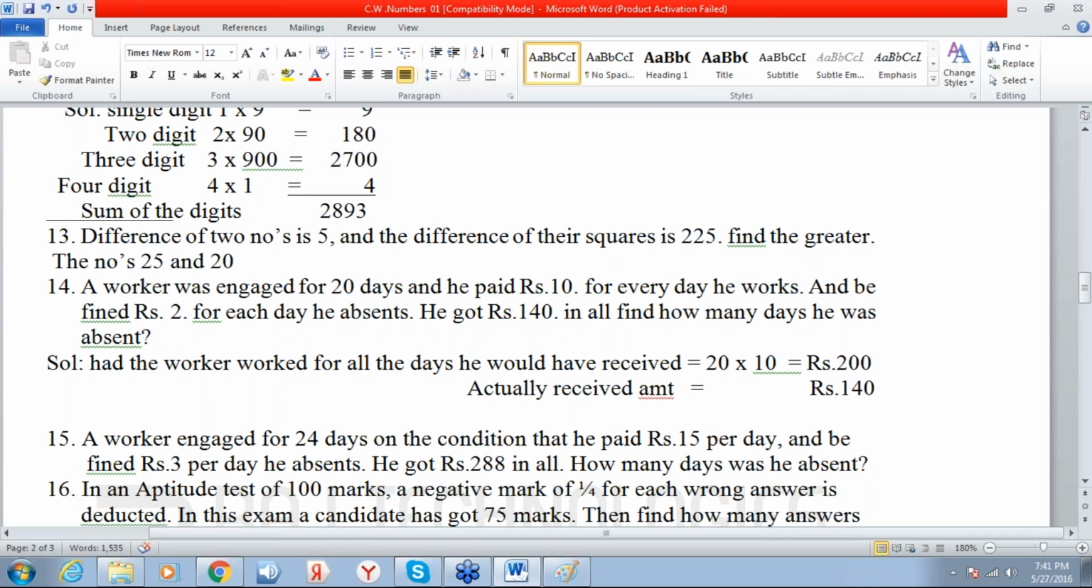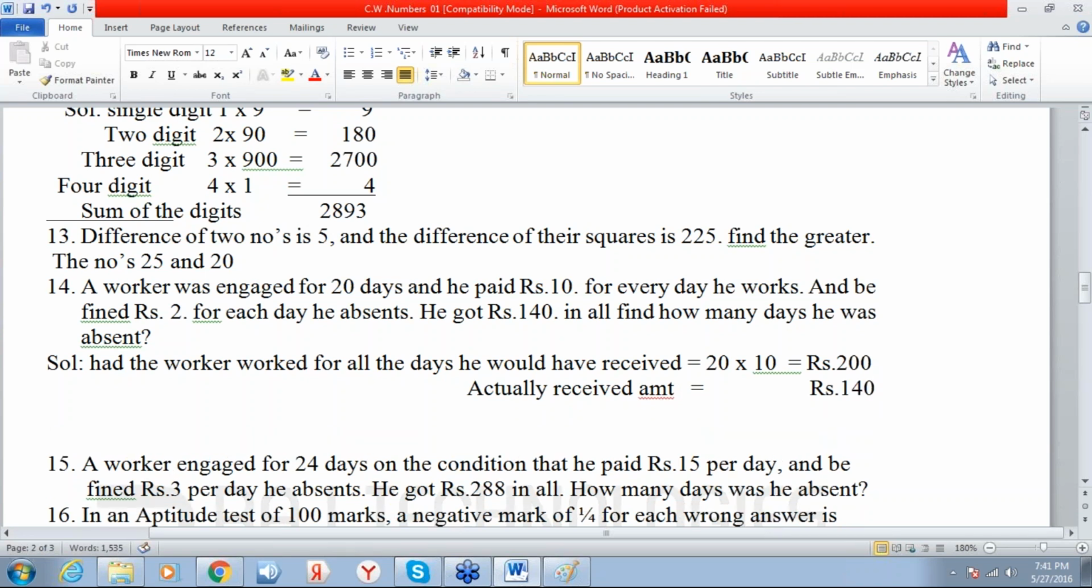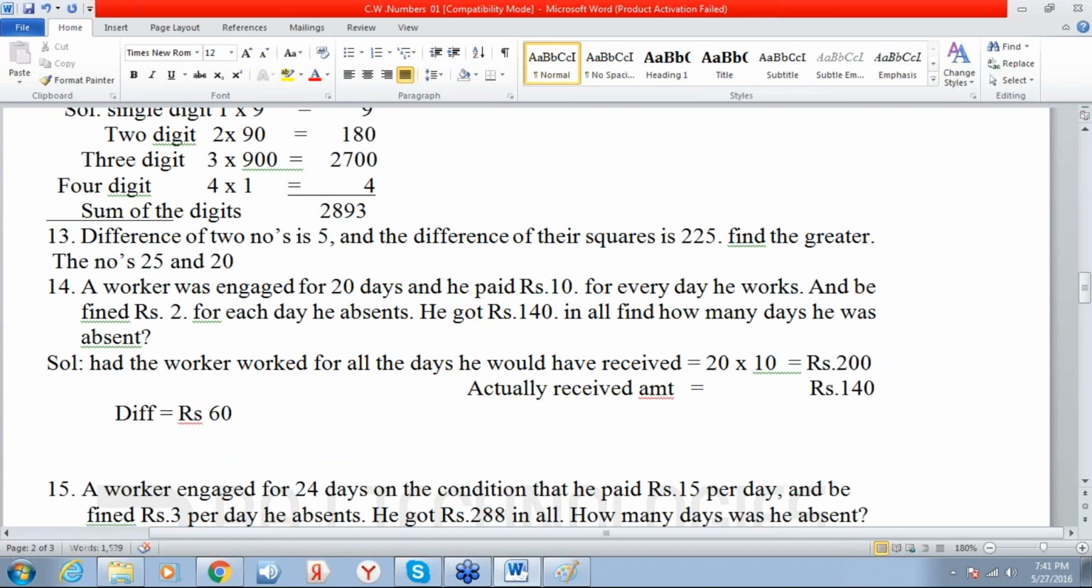Then what is the difference? The difference is rupees 60. For every day he is absent, how much amount does he lose? 12 rupees. So 60 divided by 12 gives 5 days.